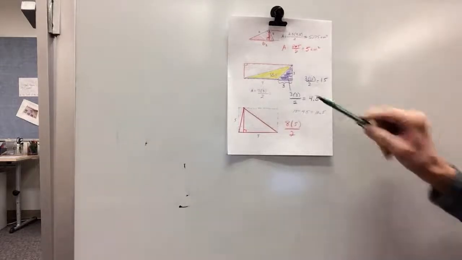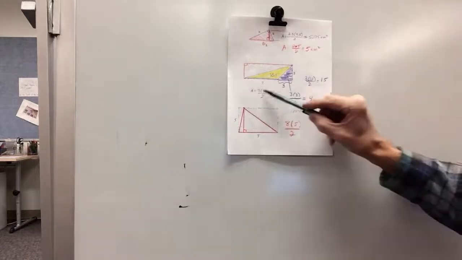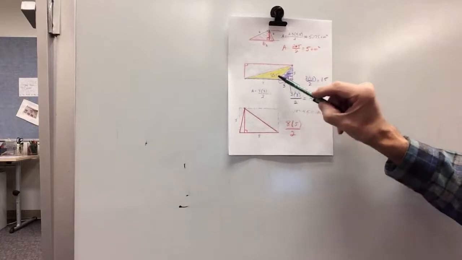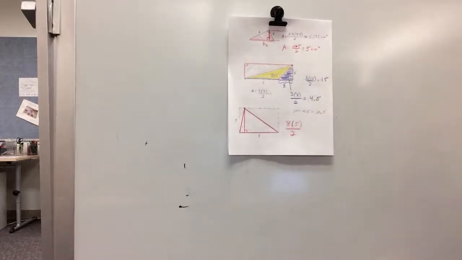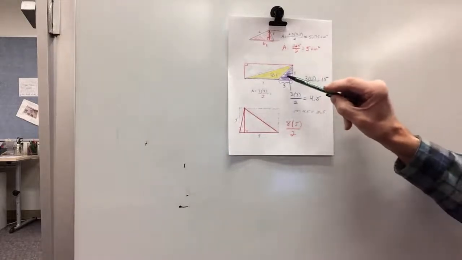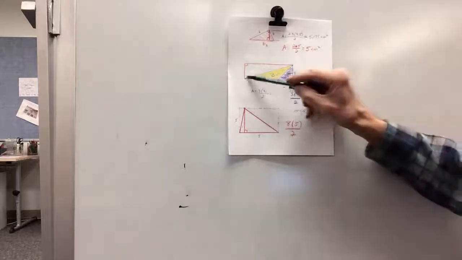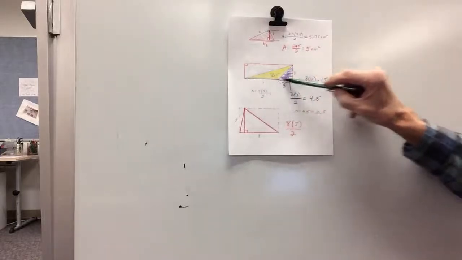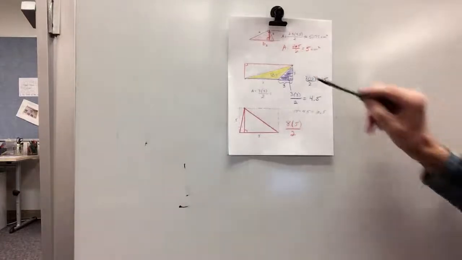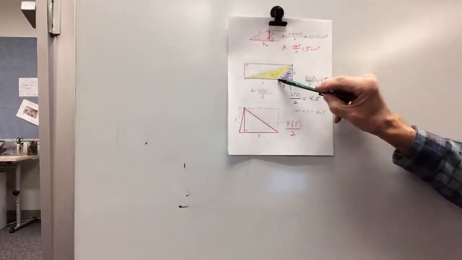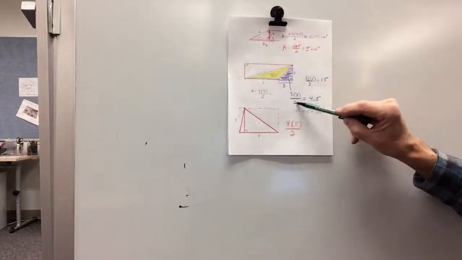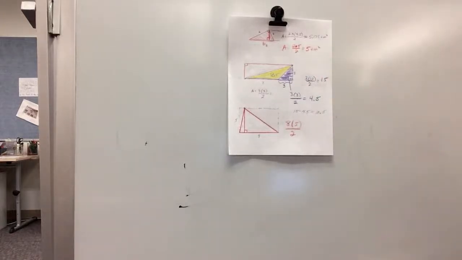So 7 times 3 ends up being 21. 21 divided by 2 is 10 and a half. So the yellow triangle has an area of 10 and a half, slightly smaller than the 15. So then we also proved that it was 10 and a half by looking at this right triangle here, which has an area of 15, and we subtracted the blue region, which is a 3 by 3 triangle, and 3 times 3, 9, divided by 2 is 4 and a half.